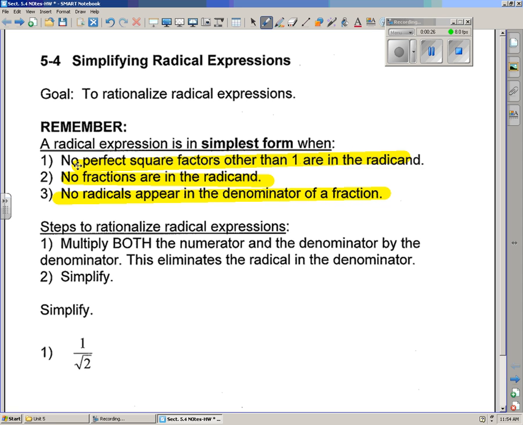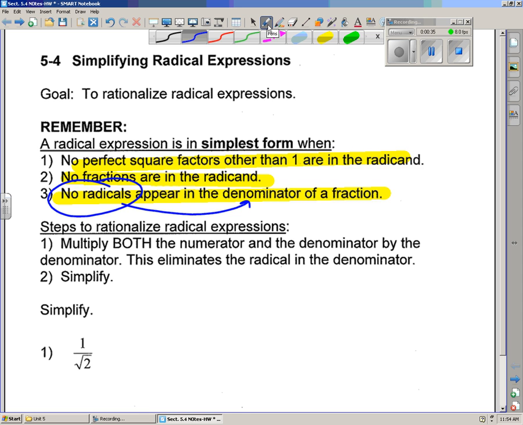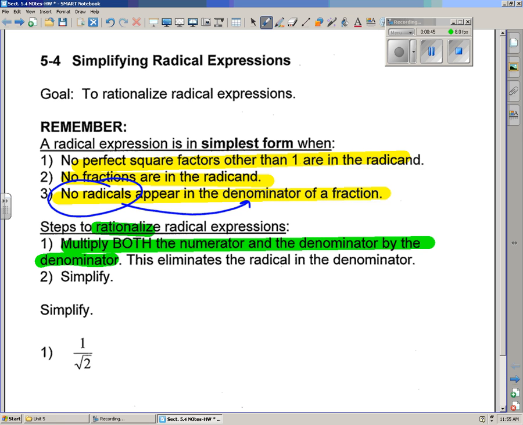And this is what we're going to work with today, is making sure there's no radicals in the denominator. By doing that, by making sure there's no radicals in the denominator, that's what's called rationalizing. The way that you rationalize a radical expression is you multiply both the top and the bottom by whatever that square root on the bottom is. This eliminates the radical, and then you're going to simplify.